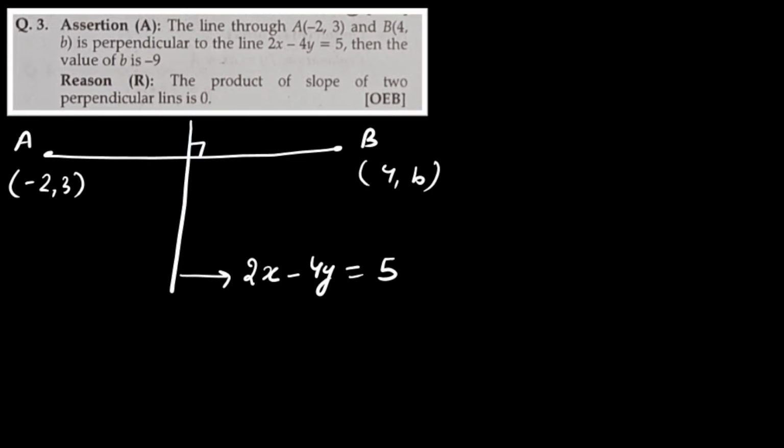So b is a value we have to find. If two lines are perpendicular, we know one relation. If two lines are perpendicular to each other, we know the relation between their slopes. Whenever perpendicular or parallel lines are mentioned, the relation should directly come to your mind. So what is the relation between their slopes for perpendicular lines?